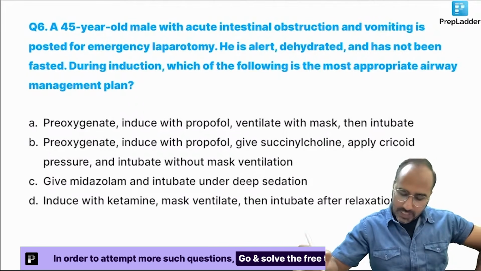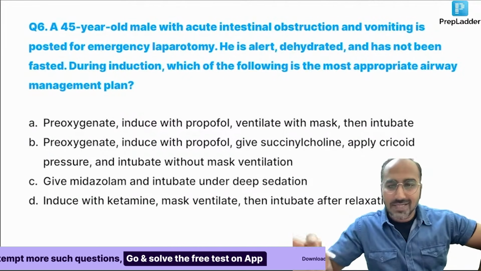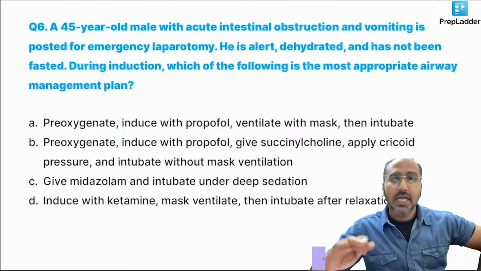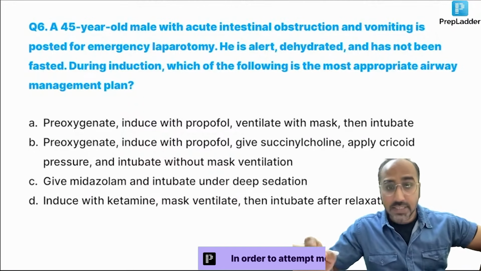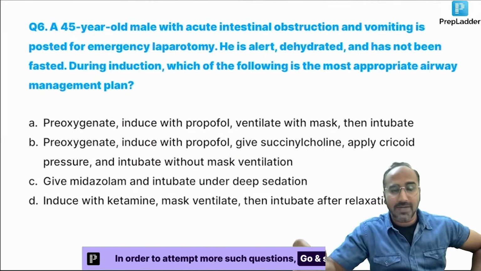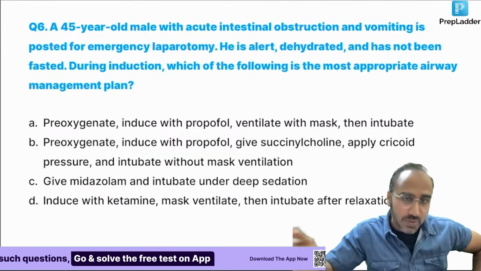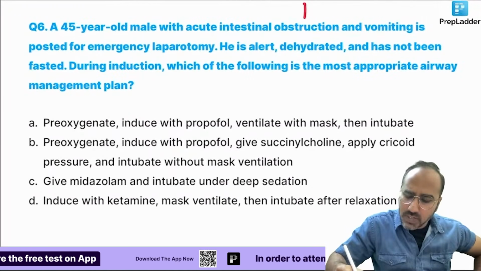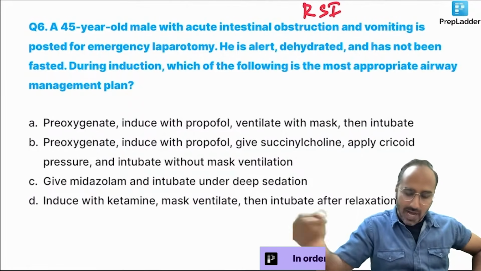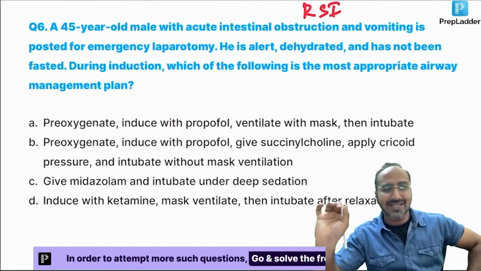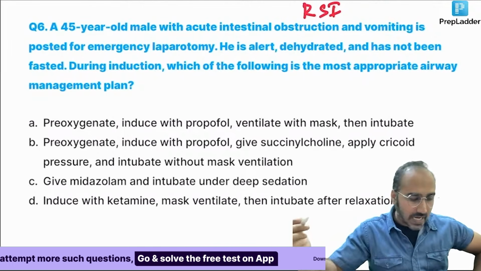So, okay guys, what we need to do over here. The patient is basically a full stomach patient, posted for emergency surgery. Any emergency surgery or full stomach, when the patient is full stomach, he is at risk of aspiration. If you want to give general anesthesia in a patient who is at risk of aspiration, obviously you will go for what? You will go for RSI. What is RSI? Rapid sequence induction is called RSI. So what's the answer over here, guys?